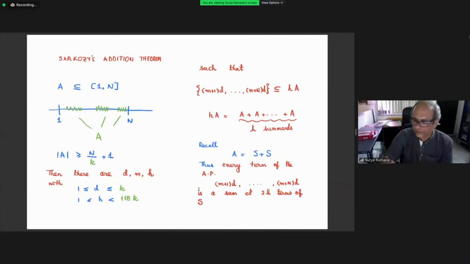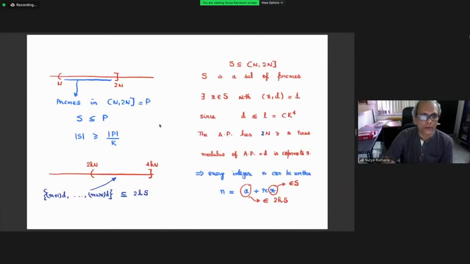Now, in this situation, if you apply it to what we have, so you take S, which is a subset of the primes, the primes denoted with blue, so S has 1 by k of the primes in it, then we have seen that S plus S has positive density. And if you add S plus S to itself h times, so that's equivalent to adding S to itself 2h times, then 2hS will contain a long arithmetic progression, an arithmetic progression of n terms with a modulus d, which is controlled entirely by the density.